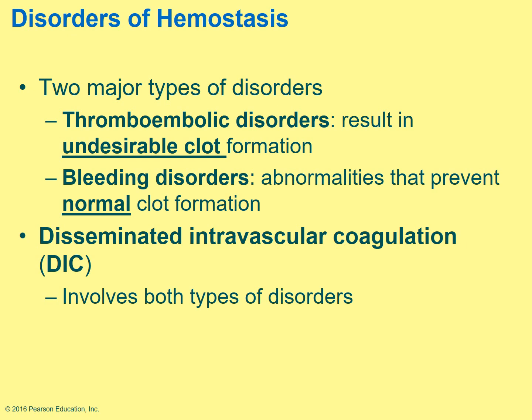Thromboembolic disorders basically result when you have an undesirable clot formation. You're forming a clot when you don't want to. And then you have the reverse, which are bleeding disorders, which are abnormalities that prevent clot formation when you need them.